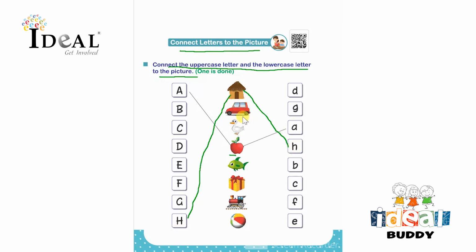After that, another picture is of a car. So the beginning sound is K. So the child will be connecting the same from the lowercase and the uppercase letter C. So here is the uppercase letter C and then the lowercase letter C. After that, another one is duck.